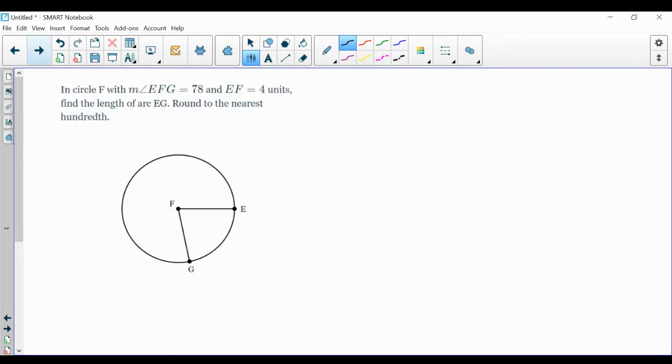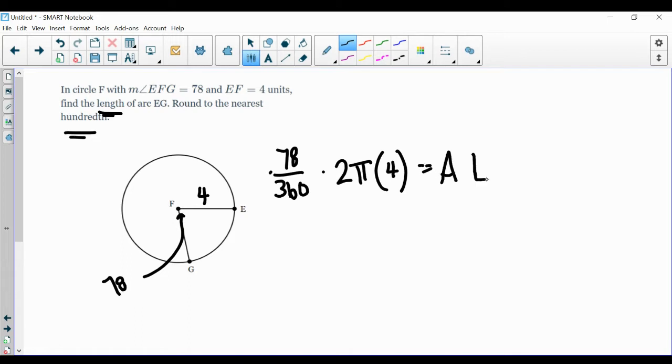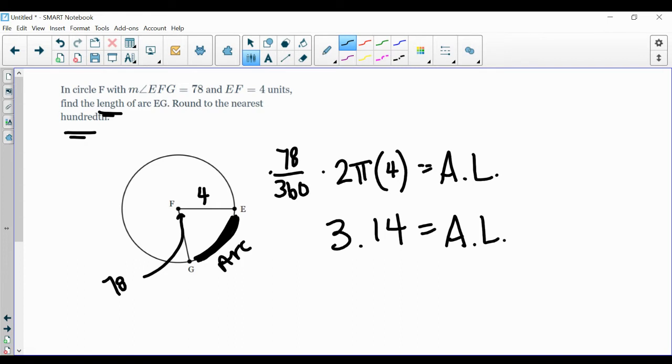So the next one, again, this is a really basic one. So EF is 4. The angle EFG is 78. So it's 78 over 360. It does say the nearest hundredth again, and it does say length. So we know it's times 2 pi. Our radius is 4 equals our arc length. Again, that's the pizza crust on a pizza. So just around the outside is a portion of their circumference. Using your pi button, rounding to the nearest hundredth is 3.14 is our arc length. So this is an arc. Hopefully you remember that from the other goodies or previous circle units or content.